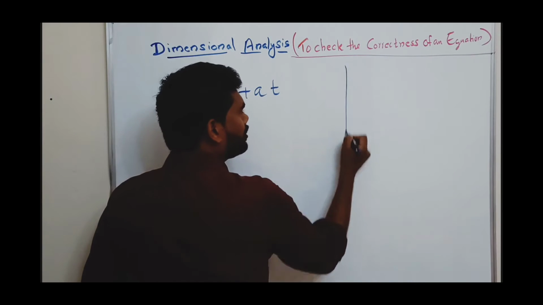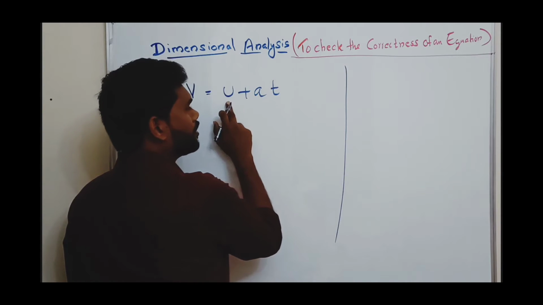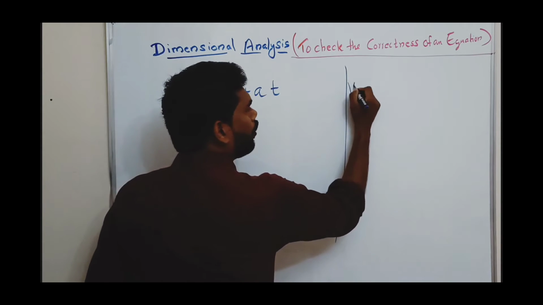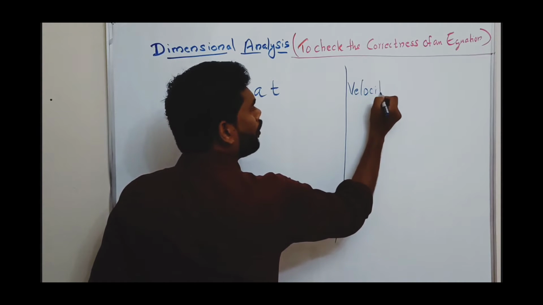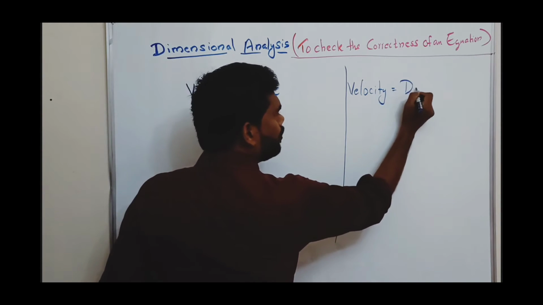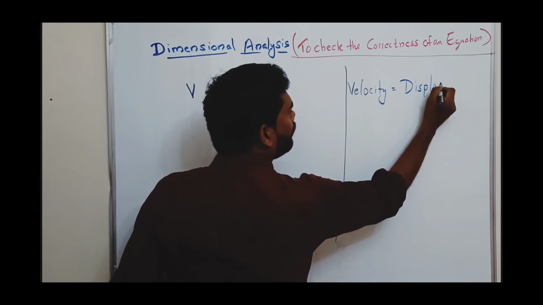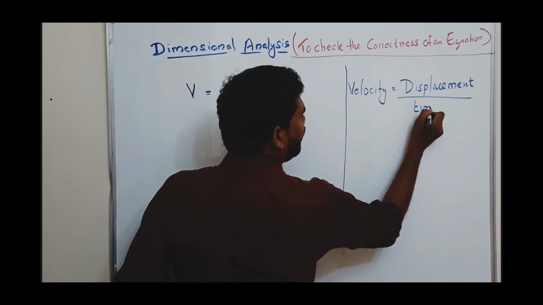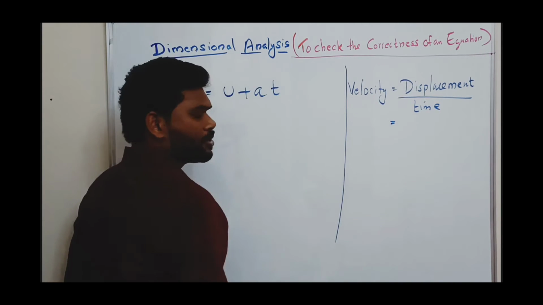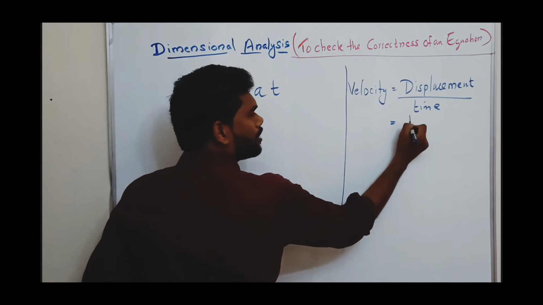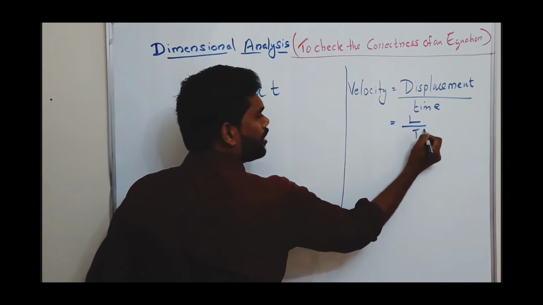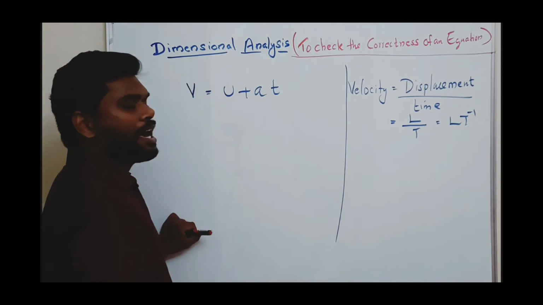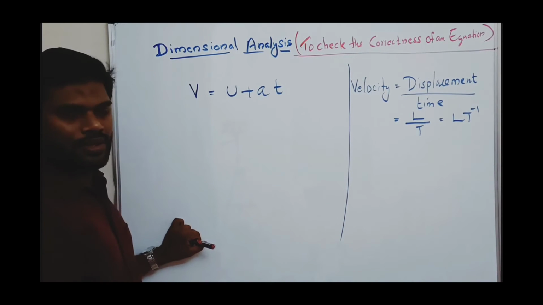First term is final velocity. Second term is initial velocity. Then acceleration. Then t stands for time. So velocity, how do we define velocity? Velocity is defined as displacement by time. What is the displacement dimension? Displacement dimension is L. Dimension of time is T. So dimension for velocity is LT^-1. This is the dimension for velocity.